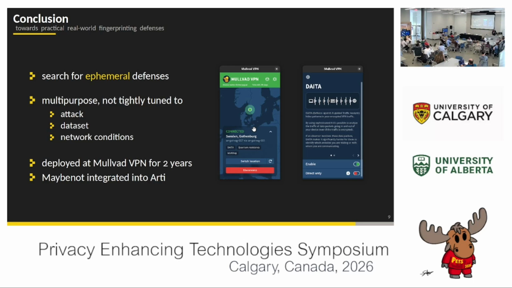This system has been deployed in a version of it for soon 2 years with Mullvad VPN in production, with the DAITA feature, which is an opt-in feature there. Also, the underlying framework, Maybe Not, is integrated into Tor's Rust implementation.